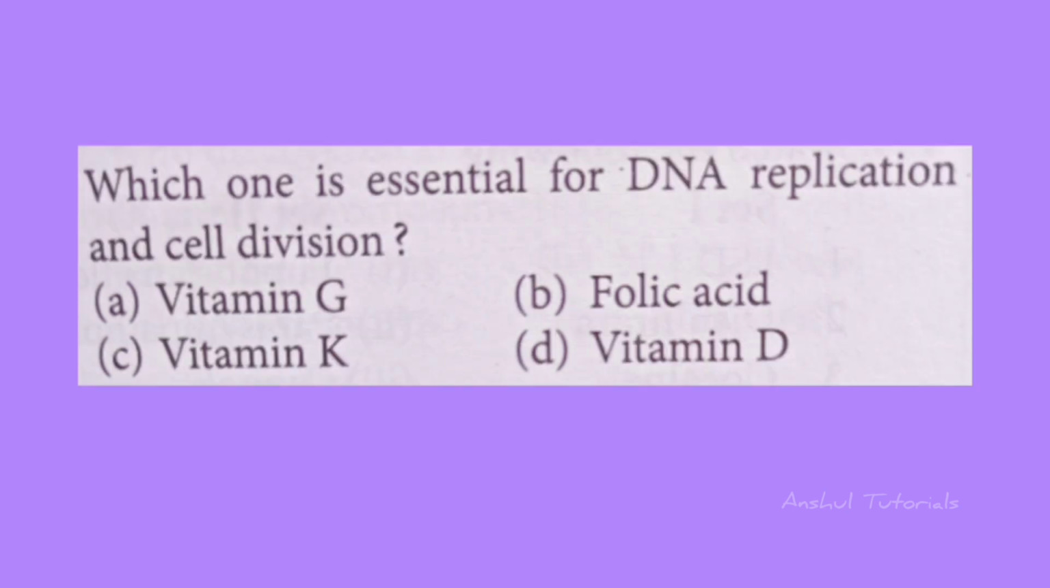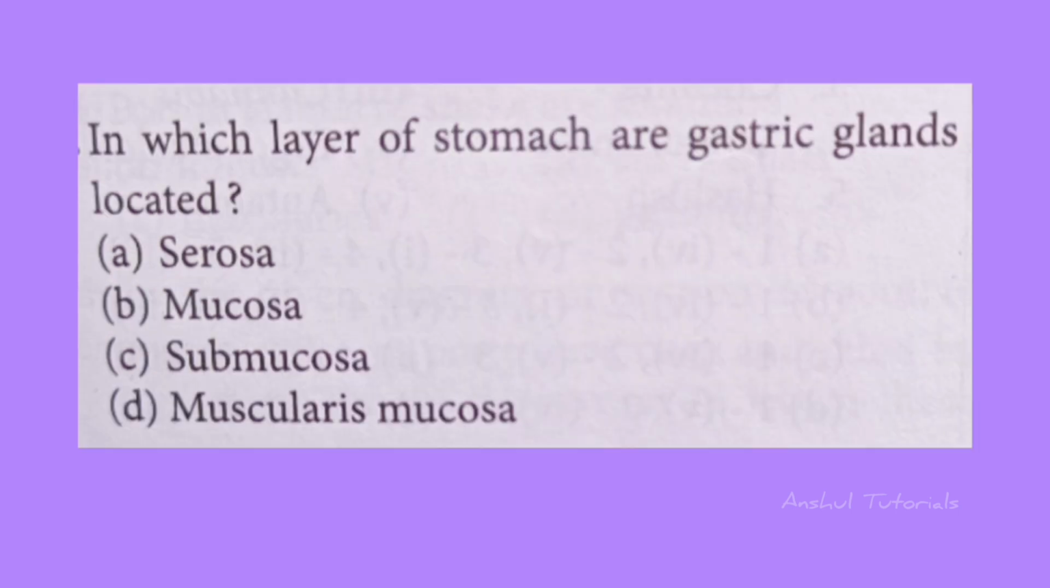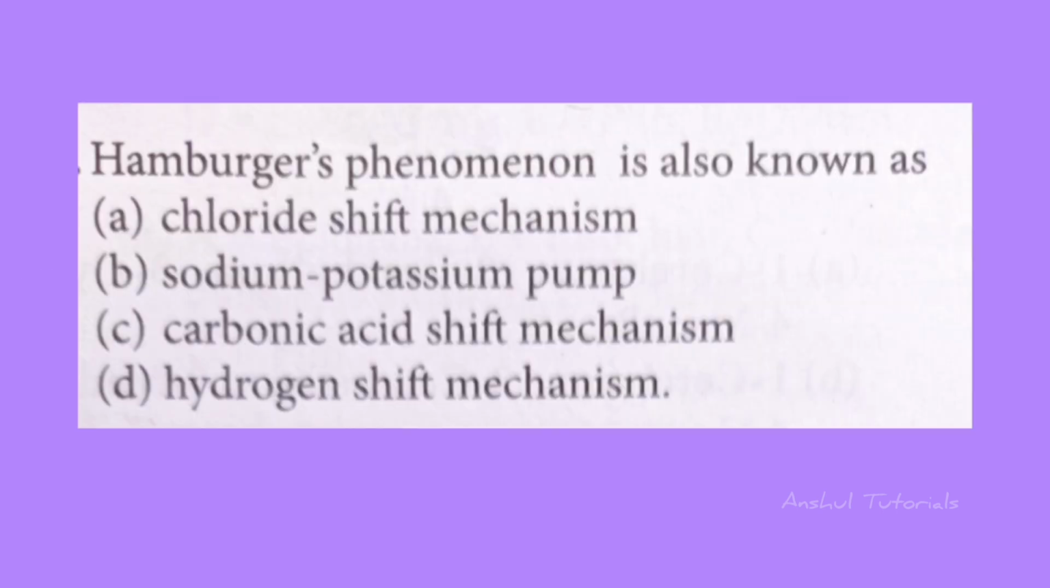And the next question is, which one is essential for DNA replication and cell division? So the correct answer is option B, that is folic acid. And the next question is, in which layer of stomach are gastric glands located? So the correct answer is option B, that is mucosa. And the next question is, Hamburger's phenomenon is also known as, so the correct answer is option A, that is chloride shift.